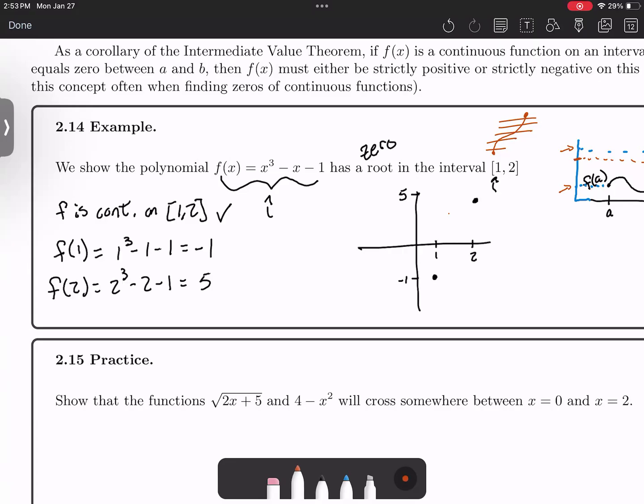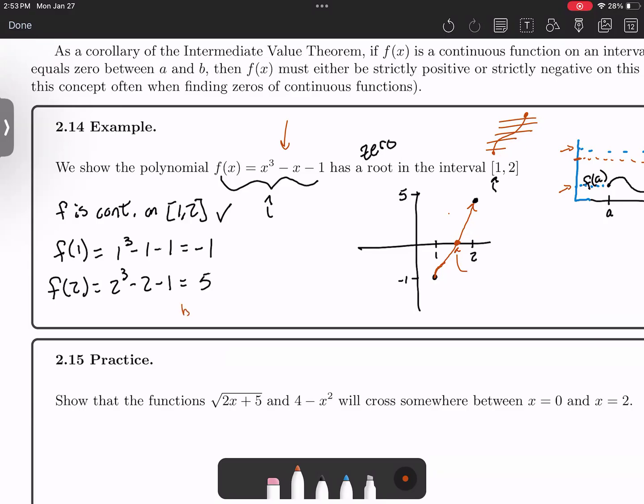Now, because this function is continuous over that interval, we're going to continuously draw a line from this point to that point. And I'm guessing on what that line might look like. But you can see that there's definitely a zero inside the interval. Because I showed that at 1, the function was below the x-axis. At 2, it was above the x-axis. So at some point, and I don't know the point, but at some point between 1 and 2, the function has to cross the x-axis and give yourself a root.